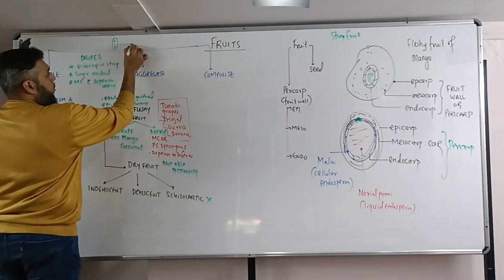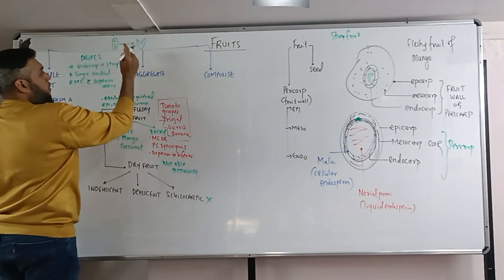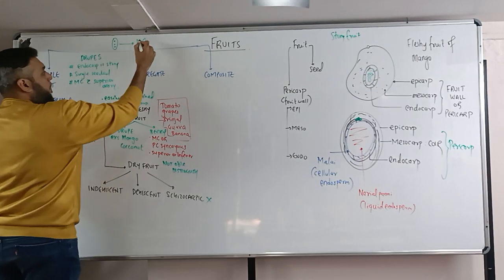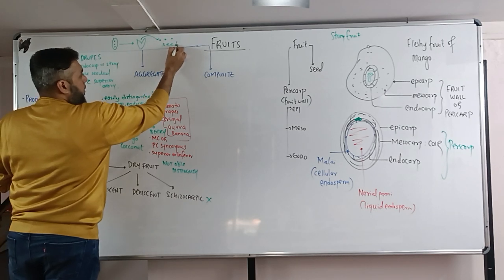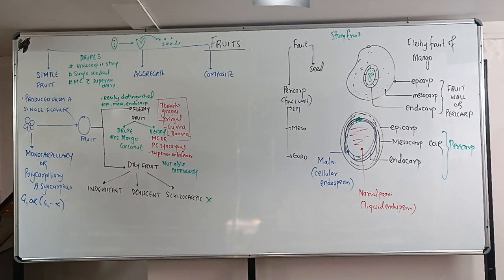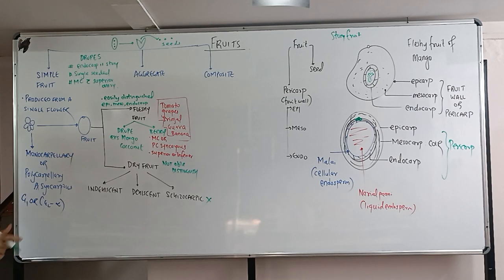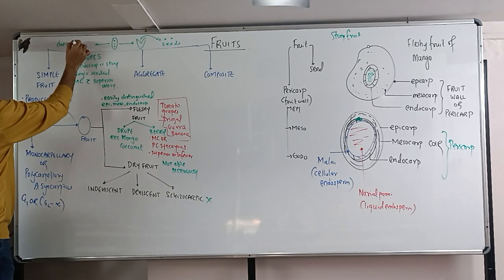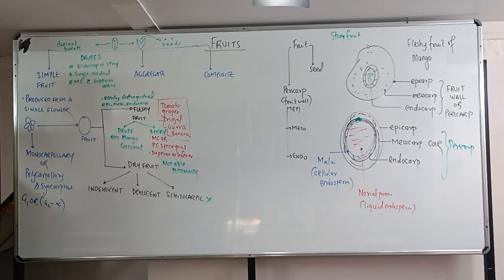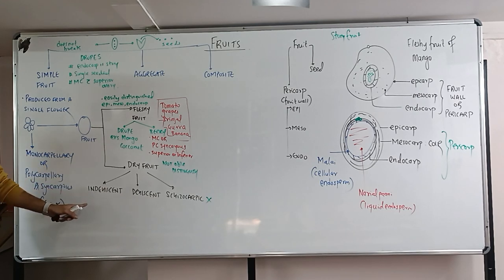So, as the fruit matures, its wall breaks. Look, I have made it break. And what is released? Seeds. So, such a fruit is called a dehiscent fruit. Okay, if the fruit wall does not break on its own, what do you call it? Indehiscent. I hope you got my point. So you got the difference between dehiscent and indehiscent.